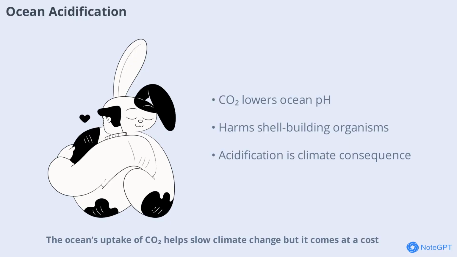The ocean's uptake of CO2 helps slow climate change, but it comes at a cost: ocean acidification. Dissolved CO2 forms carbonic acid, lowering the ocean's pH. Since industrial times, surface ocean pH has dropped from about 8.2 to 8.1, a 30% increase in acidity. This harms marine life, especially organisms that build shells or skeletons from calcium carbonate, like corals and some plankton. Ocean acidification is a major consequence of rising CO2.